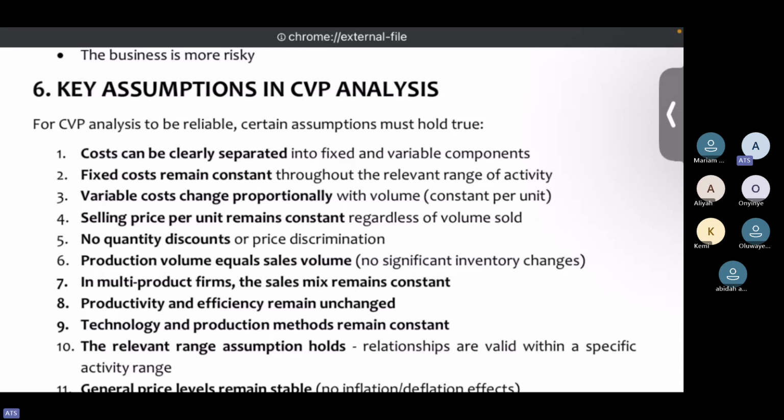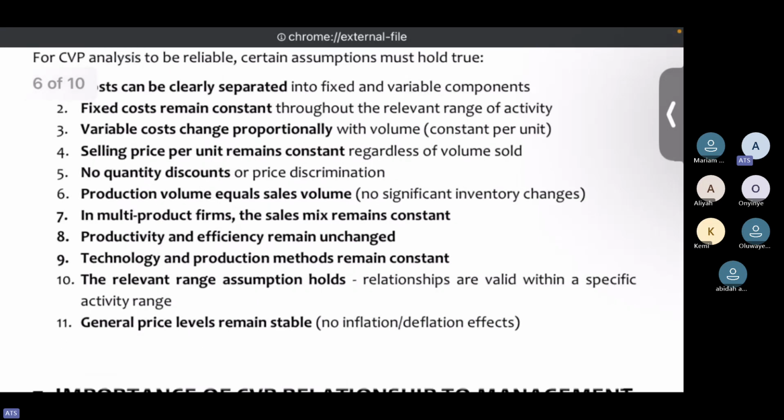Then we also say productivity and efficiency remain unchanged, which is not true, because the fact that your machine can produce 10 today does not mean it will produce 10 tomorrow. The fact that a human can do something well today does not mean they'll do it well tomorrow, or they might even be doing it better the next day. So it is not really something that can be reliably measured. Then another thing is that technology and production methods remain constant. This is also not true, well, not in all cases anyway. And then that the relevant range assumption holds and the general price level remains stable, no inflation or deflation, which is very, very untrue in Nigeria.